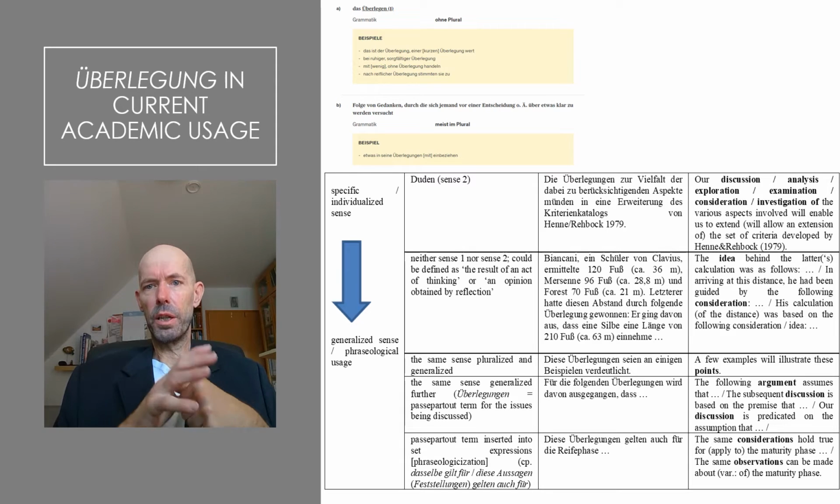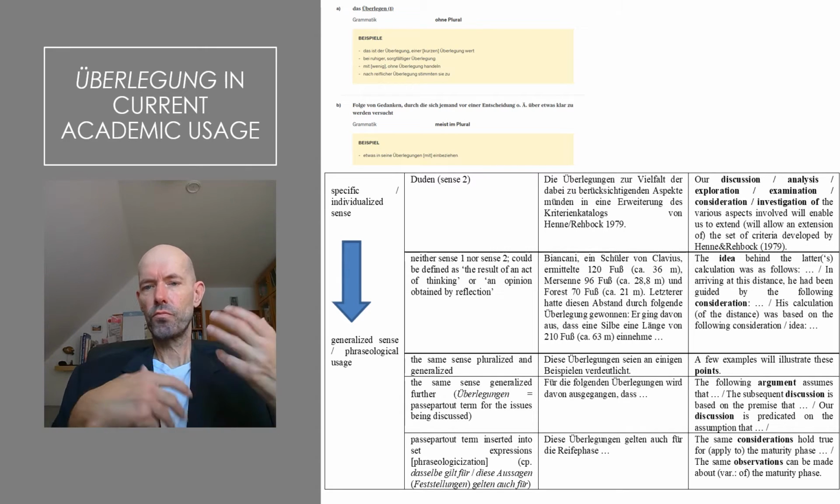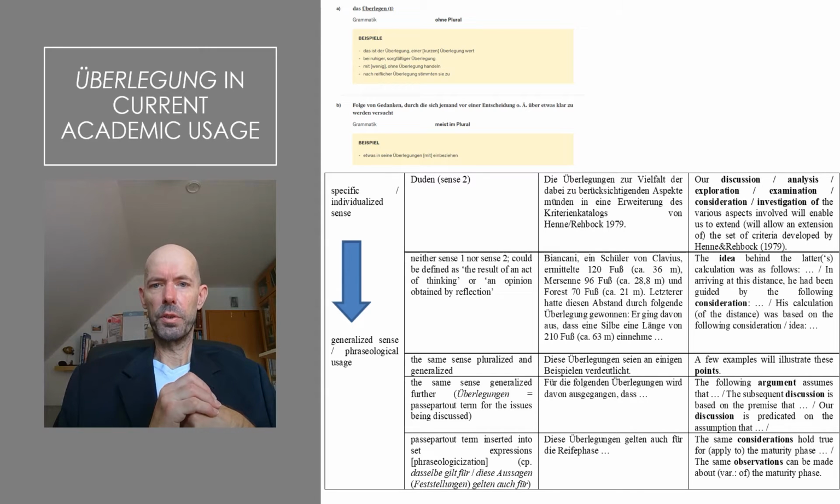First, use of Überlegung illustrates Duden Sense 2, as we've already said. It implies decision making. Die Überlegung zur Vielfalt der dabei zu berücksichtigen Aspekte münden in eine Erweiterung des Kriterienkatalogs von Henne Rehbock 1979. Now, adequate English renditions here would be discussion, analysis, exploration, examination, consideration, or investigation of the various aspects involved will enable us to extend the set of criteria developed by Henne Rehbock. So we're using quite general academic words here, which are typical of academic text when describing analysis or discussion.